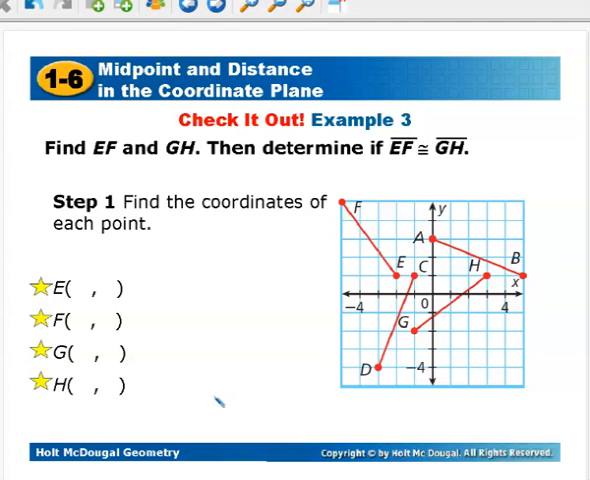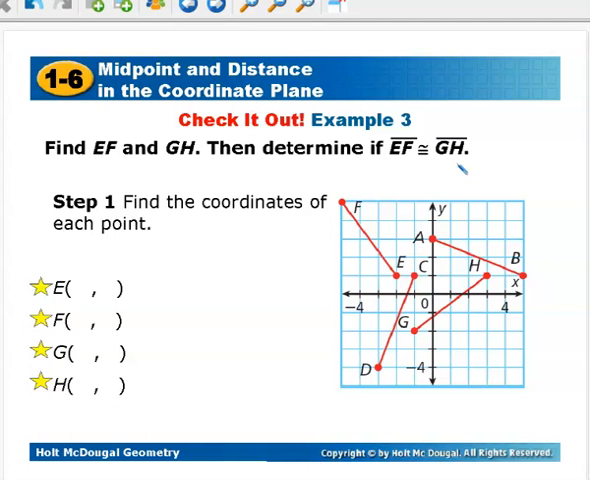All right, I'm going to let you practice one on your own, okay? So we're focusing on E and F and G and H, right? We want to determine whether those two lines are congruent. So I'm going to have you stop the video, work through this, and then we'll work on the answers.